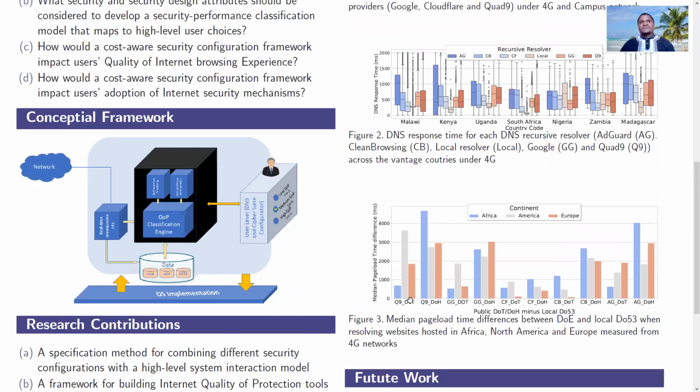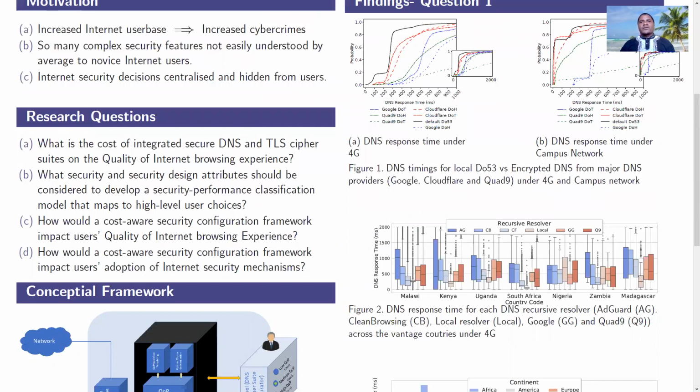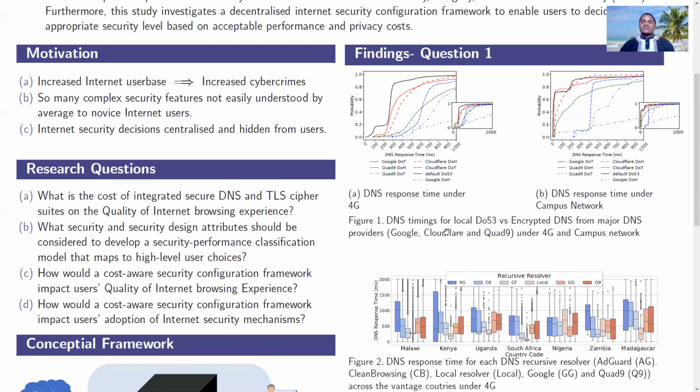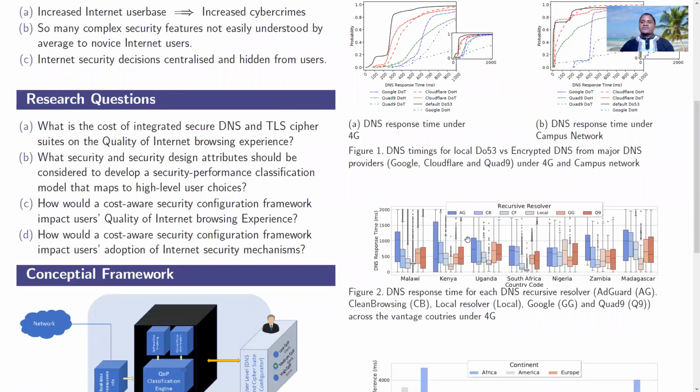So far, we have been able to calculate the cost of DNS security protocols and transport layer security ciphers. These graphs show DNS timings for plain text DNS versus secure DNS, and from different providers. We also measured the performance of different DNS providers from different countries. So far, we measured from 7 countries: Malawi, Kenya, Uganda, South Africa, Nigeria, and Zambia.